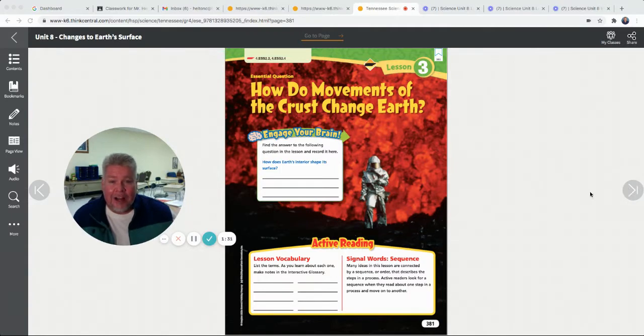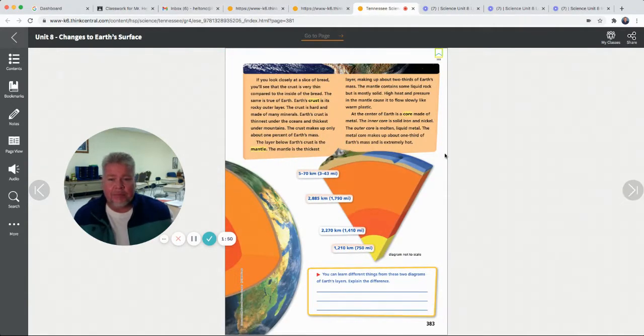I need you to follow along in your book for sure today. So get your science book out and open it at page 381 so you can underline and take some notes if you need to and help you understand this kind of difficult topic we're talking about today. So let's get started. Moving on to page 382 in your book.